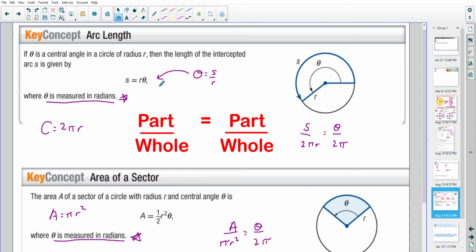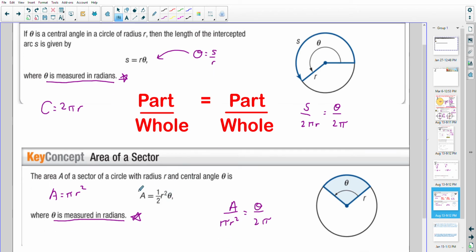And for this formula here, the arc length, which is S, is equal to R times theta. That's derived from the equation of what a radian is. And the second one is where you have the area of a sector, which is equal to 1/2 R squared times theta. I like to do the proportion method because it makes more sense to me.